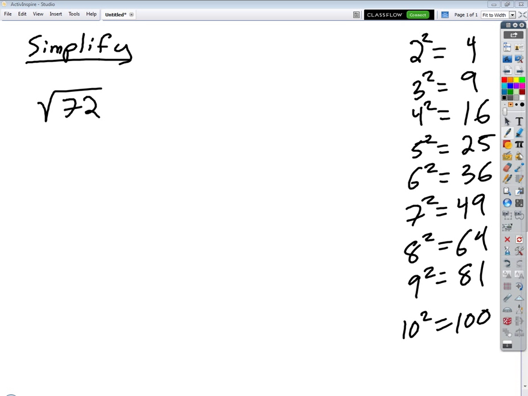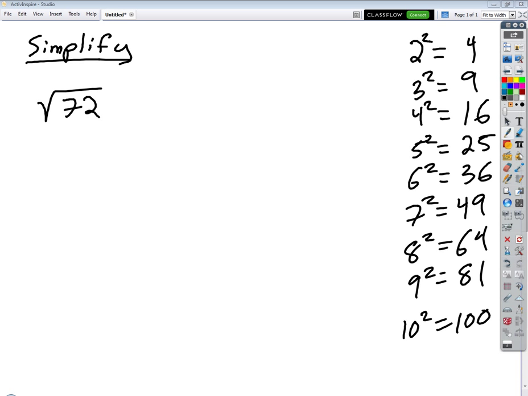Okay, Vanessa, what did you get as being the biggest perfect square that divides into 72? Haven't got it? What'd you get? 36. Okay, now how do we look for that? Remember our strategy here. Is 72 a perfect square? Oh, no. 72 is not. So then on our list, where do we start looking?